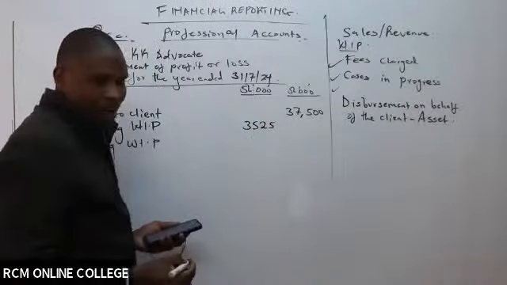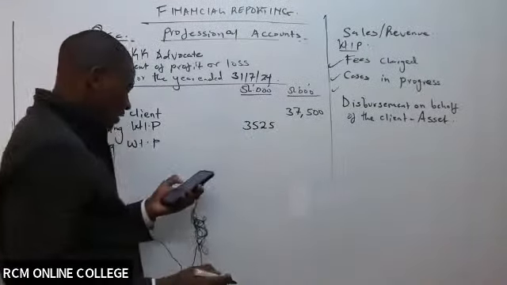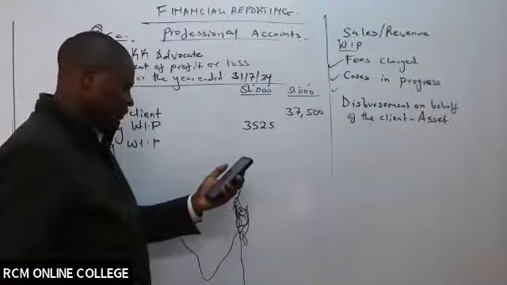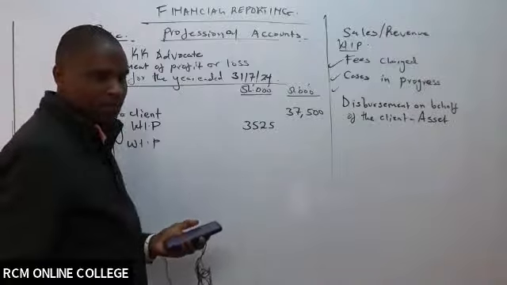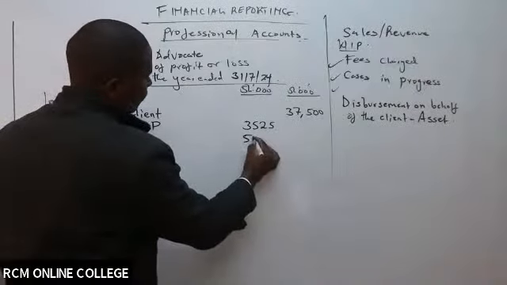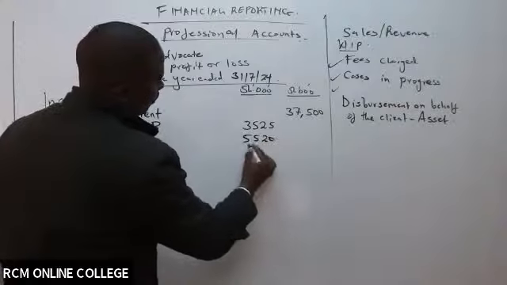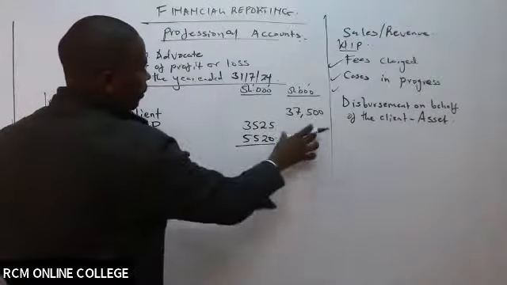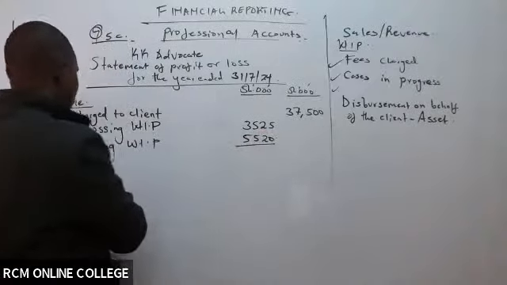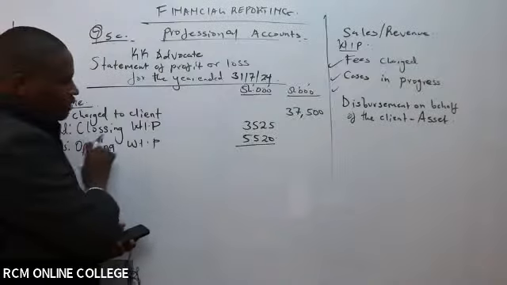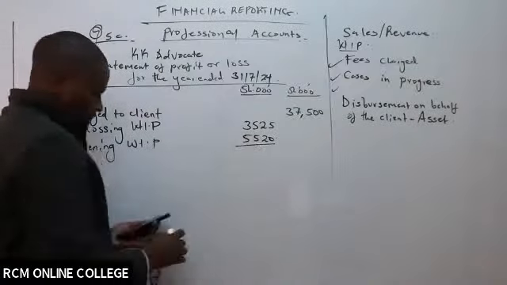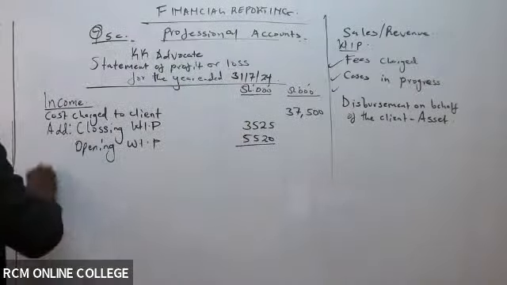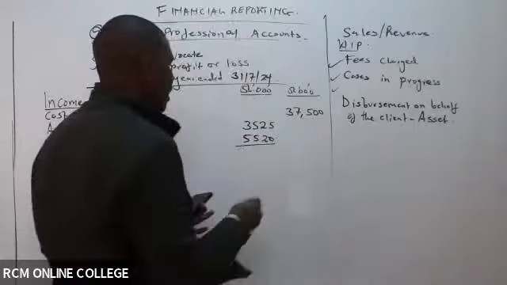And then we have opening WIP. What is the value of the opening WIP? I think that is also given. It is 5520. Now, class, you can give me the total here. If you put a less figure here, it is advisable to put a bracket, because sometimes students tend to forget. Therefore, I advise that you put your bracket here.